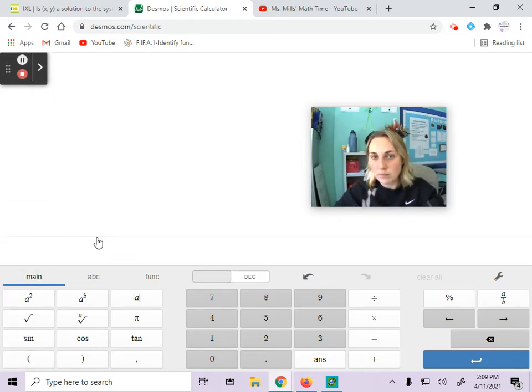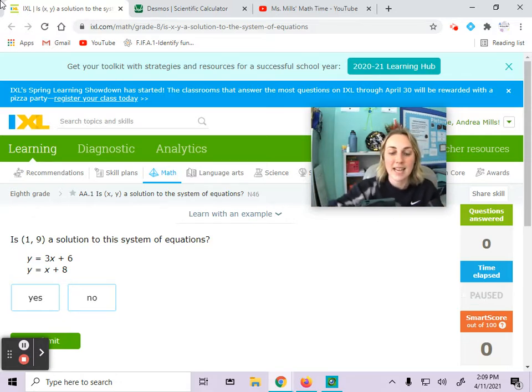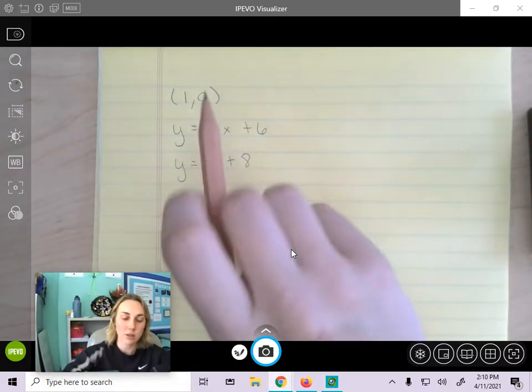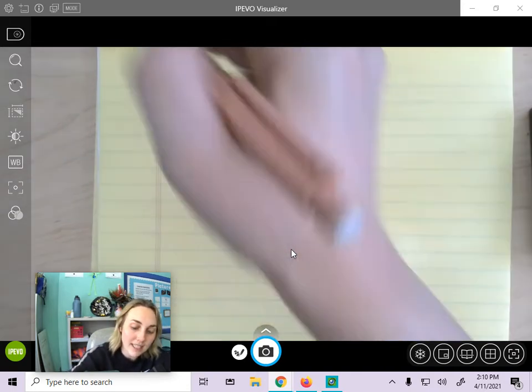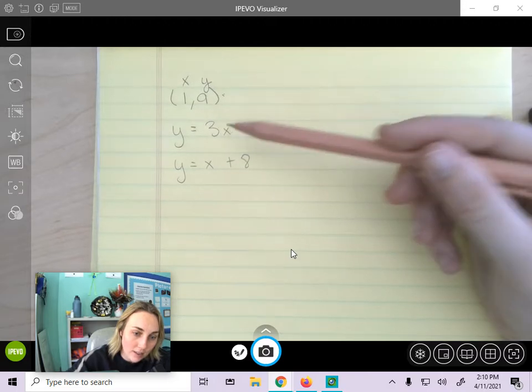Okay, so let's do this. What we're going to do is it gives us an ordered pair and two equations, and we're going to figure out: does the ordered pair make the equations true? So I'm going to write down the ordered pair first, and then write down the equations. I just wrote it down exactly how you see it on the screen. Remember, when you have an ordered pair, your first number is always an x, your second number is always a y, and you can substitute these values into the equations to see if it's true.